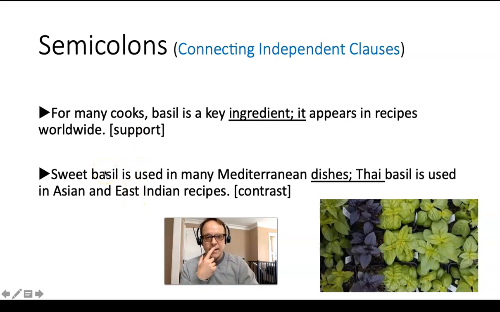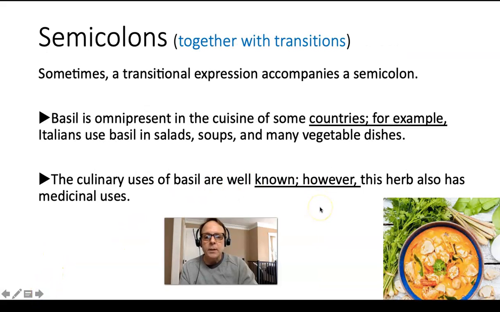And the second one's kind of the same thing, but in this case, we're contrasting two things. Sweet basil is used in Mediterranean dishes; Thai basil is used in Asian and East Indian recipes. So we're contrasting. Again, they're related, but one is contrast and one is supporting the first idea. And again, you could do this differently. You could put a period and a capital letter. There's nothing wrong with that, but this is just one way. If you have these related sentences connecting what are called independent clauses, a semicolon is a good way to do that.